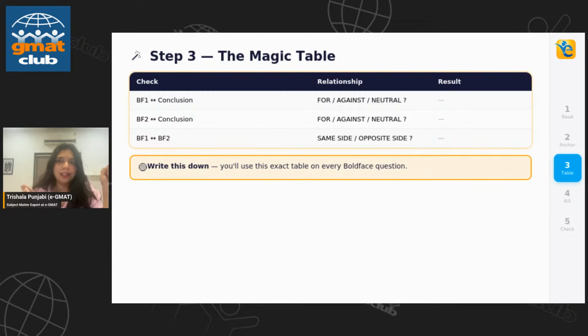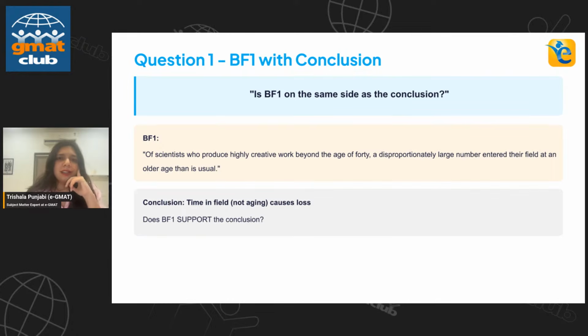So if you are taking notes, please take this down. If you're not taking notes, please screenshot this. This is extremely important and it'll help you cut down a lot of answer choices right off the bat. Okay, so what is happening here? Is boldface 1 on the same side of the conclusion? Tell me, is it on the same side? Yes, no, maybe. Tell me.